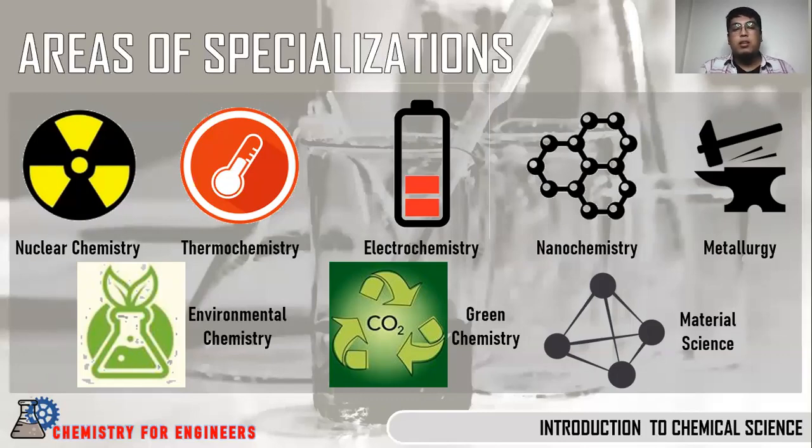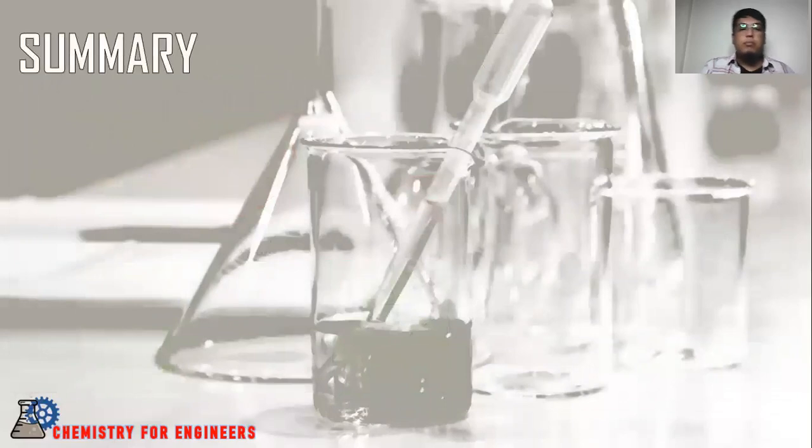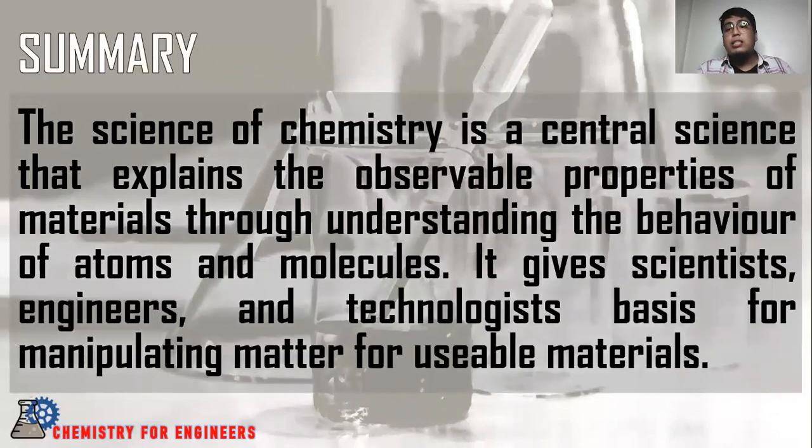Okay, so in summary, the science of chemistry is a central science that explains the observable properties of materials through understanding the behavior of atoms and molecules. It gives scientists, engineers, and technologists basis for manipulating matter for usable materials. So that's how important chemistry is.